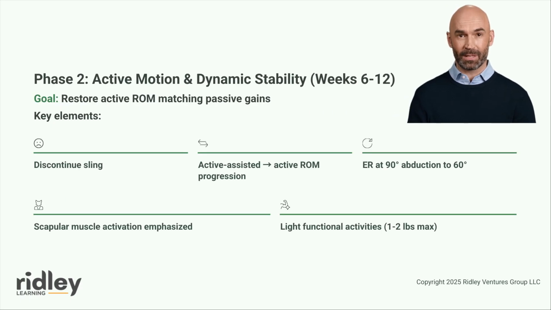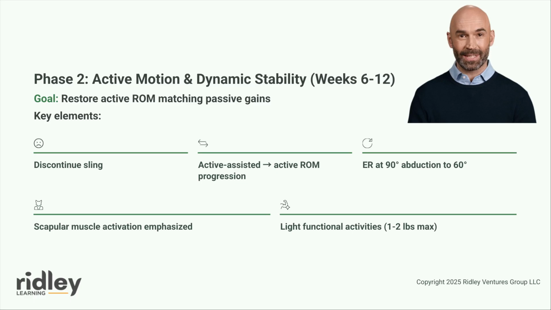Now let's move to Phase 2, active motion and dynamic stability, from week 4 through 6 to week 12. Phase 2 represents a critical transition from passive mobilization to active shoulder control, with emphasis on restoring active range of motion that matches the passive mobility achieved in Phase 1, developing dynamic glenohumeral stability through coordinated muscle activation, and establishing the foundation for functional use of the upper extremity in activities of daily living.